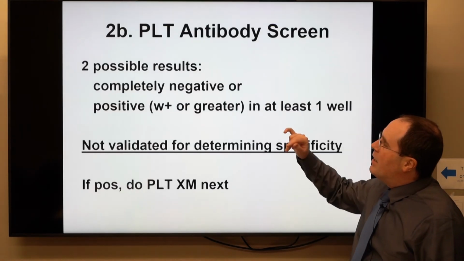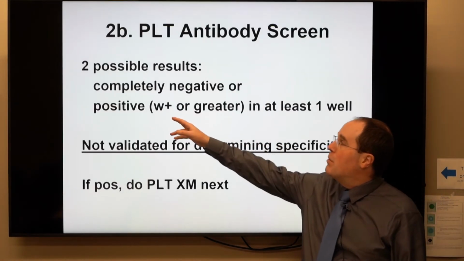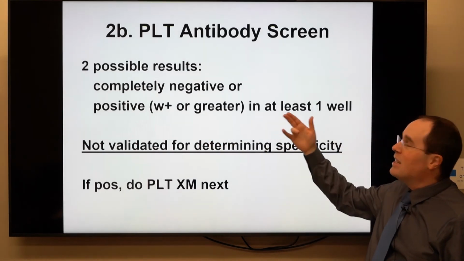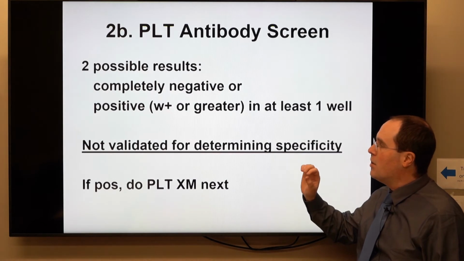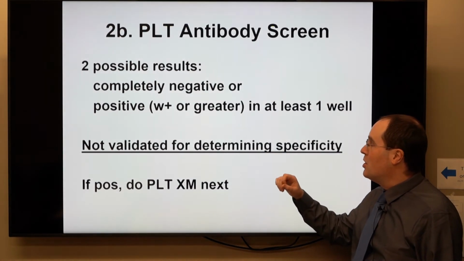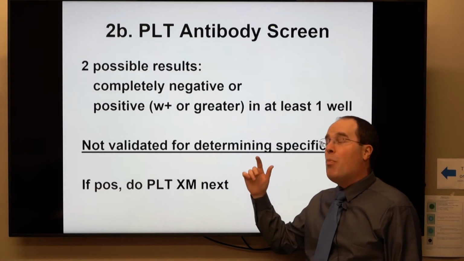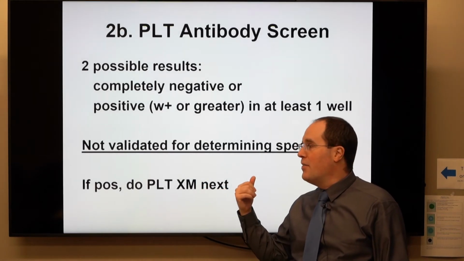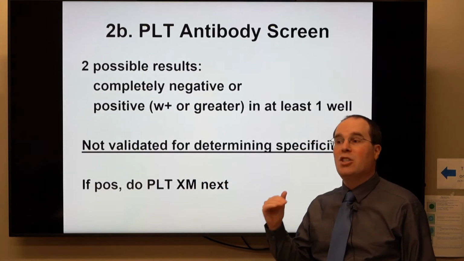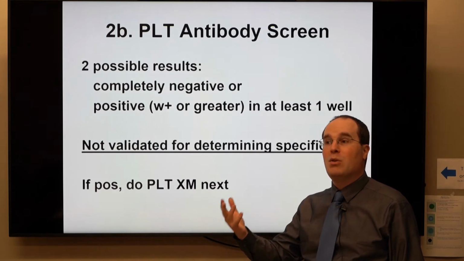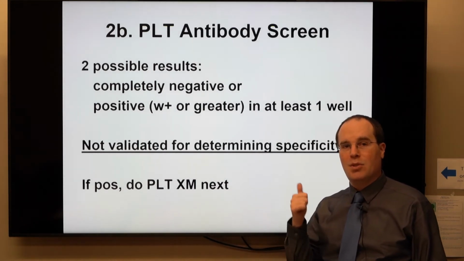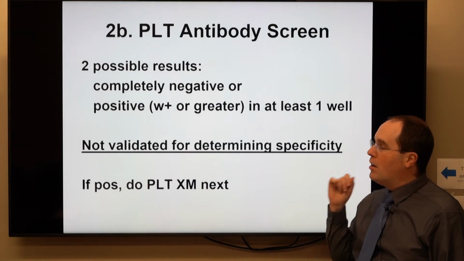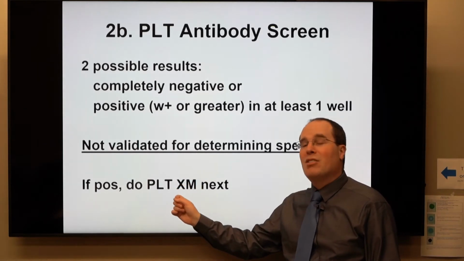So it's either completely negative or it's positive, meaning you see a weak plus or greater in at least one well with one or more of those reagent platelets. It's not validated for determining specificity. And the whole point of doing this test is if it's negative, then you could stop and you don't have to quarantine a bunch of units off your shelf to do platelet cross-matching. That's the advantage of doing this first. Or if it's positive, then you do platelet cross-matching next.